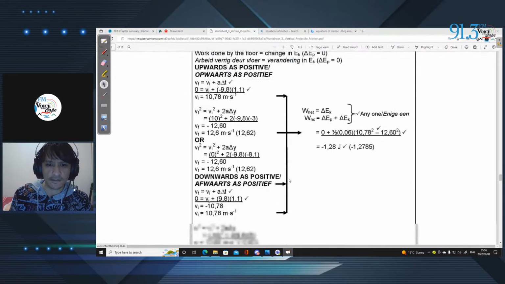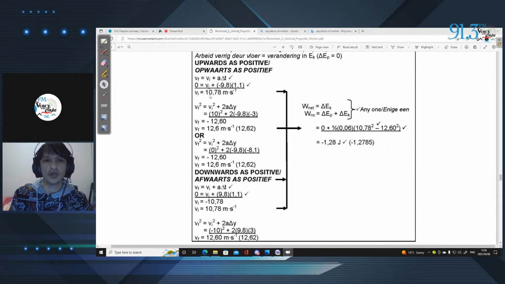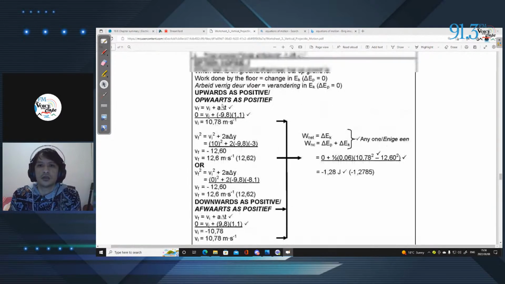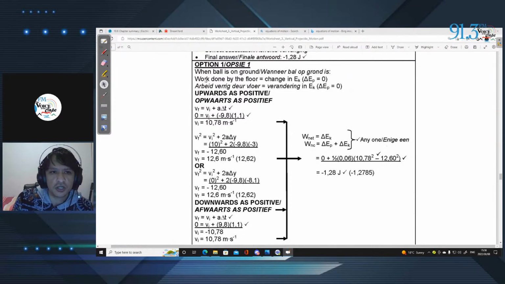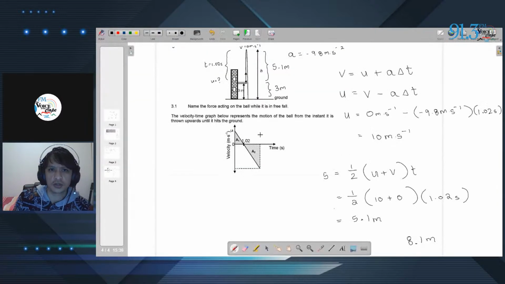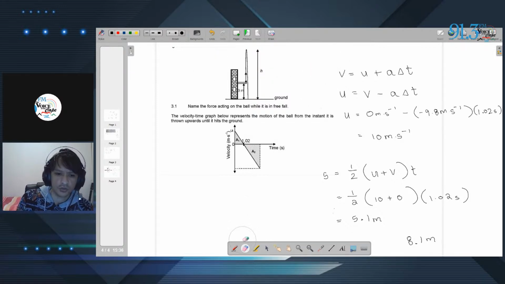So what did they do to calculate the joules? What they did was, they said, which is what we mentioned, work done by the floor is EK. We know that the change in potential energy is 0 on the floor. So if we look at this image, right, let's make some space here. We know that on the ground, EK is at its maximum kinetic energy. And at the top here, potential energy is at its maximum, right?